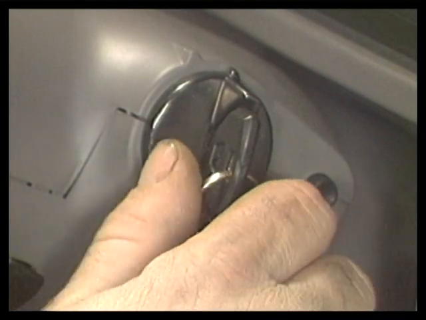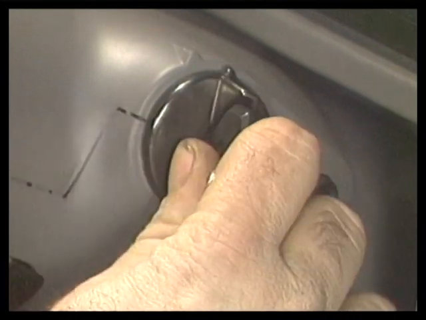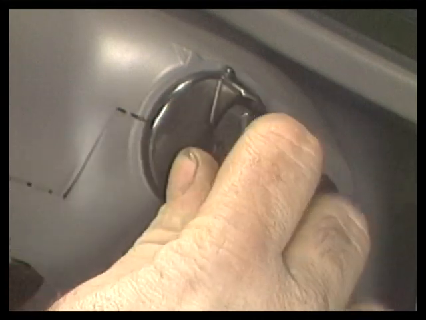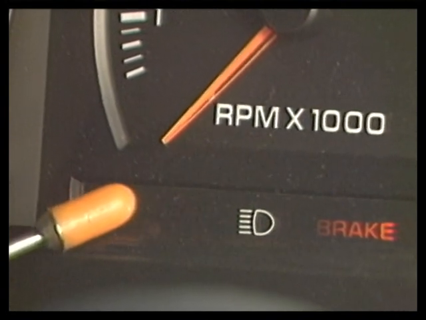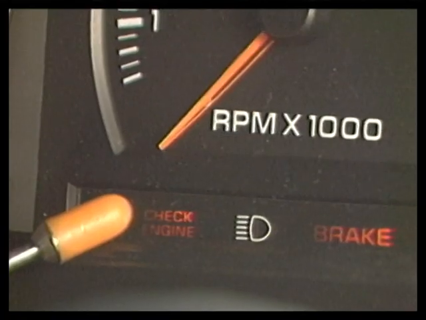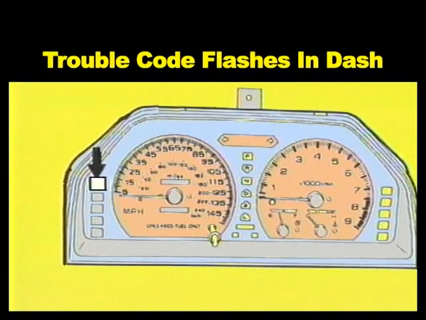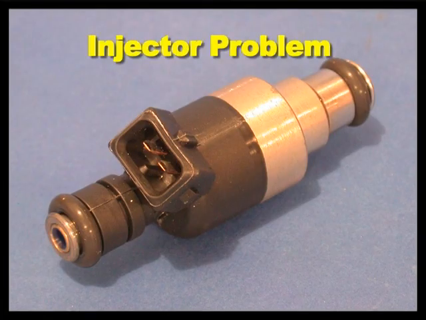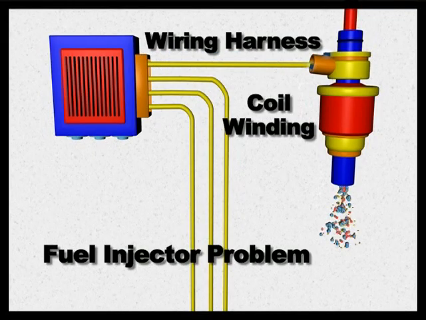On many Chrysler cars, turn the key on and off 3 times within 5 seconds and then leave the key on. This will trip self-diagnosis. A check engine light will flash in the dash showing the trouble code. The on-off pulses are read and noted so that you can refer to the service manual trouble code chart. A code 13 might indicate a problem with an injector. You would need to check the harness to the injector and the coil inside the injector itself.